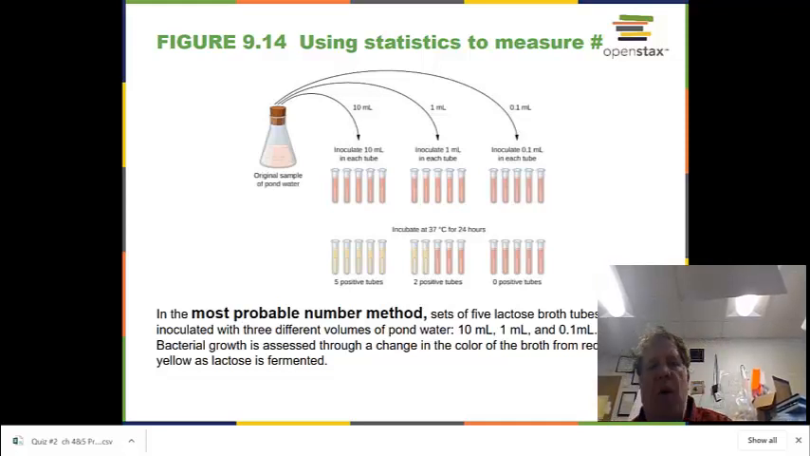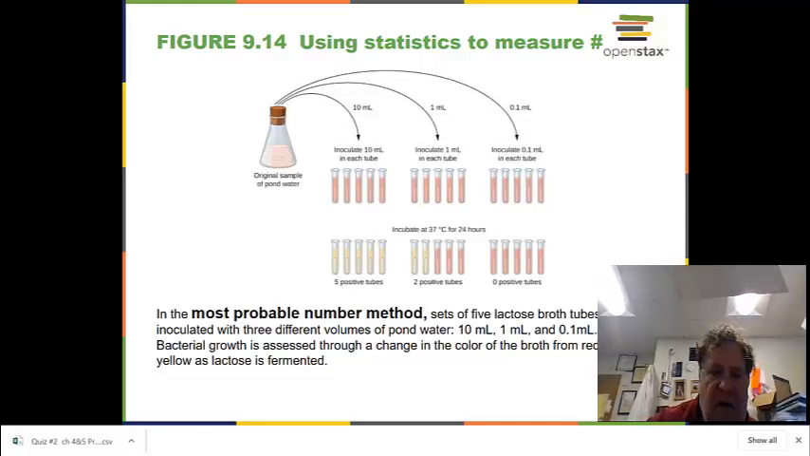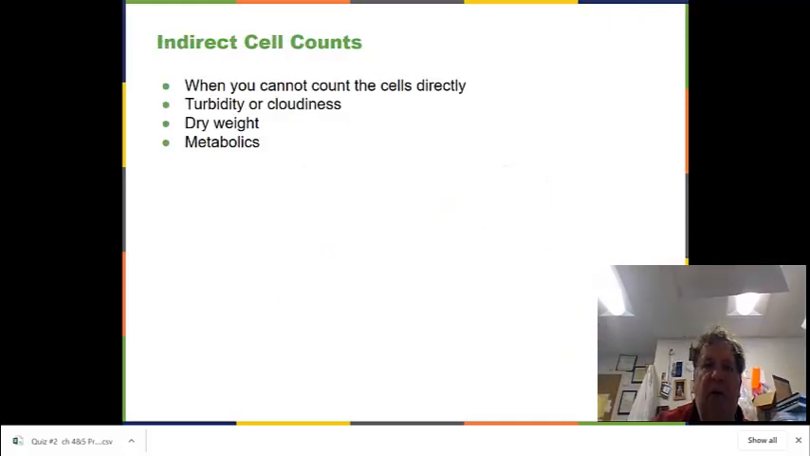Another way of looking at things is statistical measurement, and so you have the most probable number method. In this case, you can have a relatively small number of cells and still have an idea of how many bacteria are on there. What I want you to know, just in the back of your mind, is most probable number, and we'll talk about that and have an exercise on that a little bit later.